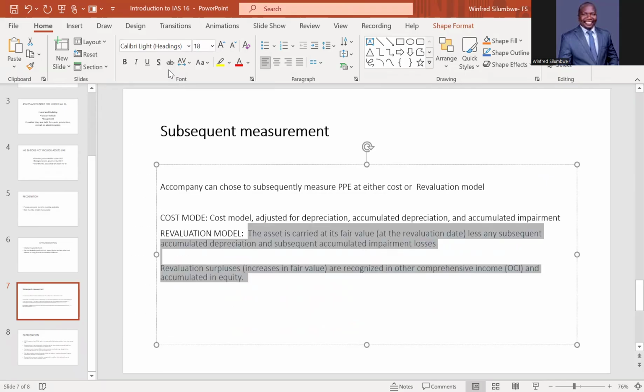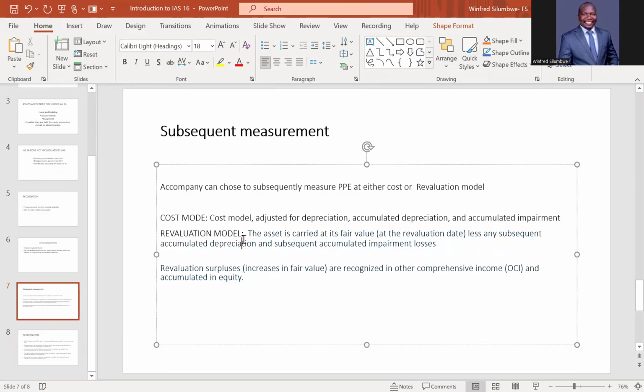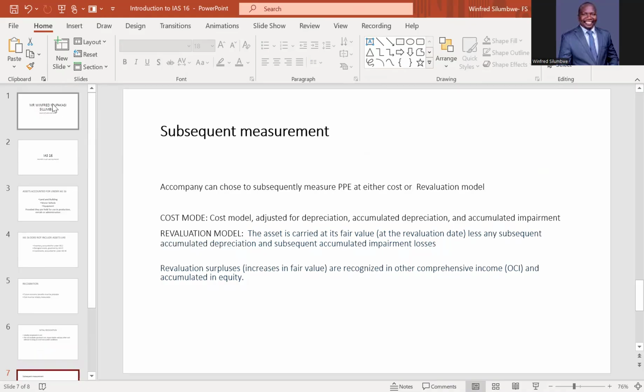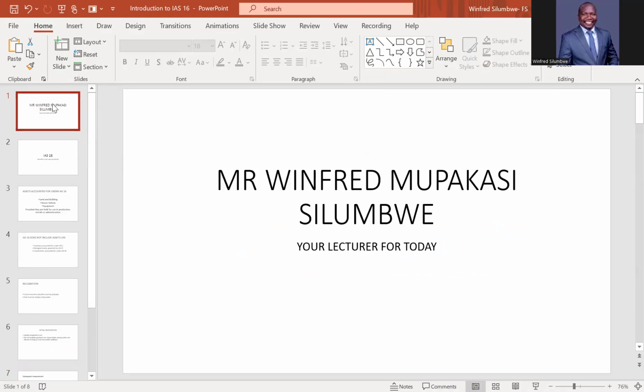So today we'll begin by looking at IAS number 16, which is property, plant, and equipment. You want to understand what IAS 16 states. My name is Winfred Mpakas Sirumbwe, your lecturer for today.